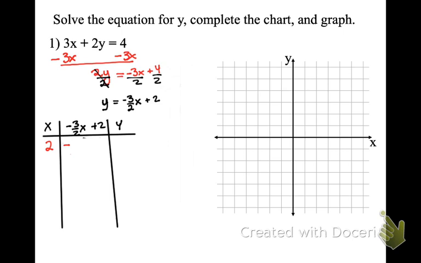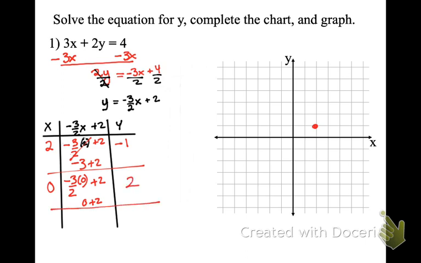So the rule is you're going to choose numbers that are multiples of that denominator. So I'm going to say negative 3 over 2 times positive 2, and then I have plus 2. The 2's cancel. We're left with negative 3 plus 2. What does that equal? Negative 1. Now I've got a nice friendly number: over 2, up 1. Okay, next one. Let's do a 0. I'm doing negative 3 over 2 times 0 plus 2. That's 0 plus 2, which equals 2. So it's 0 across, 2 up. What's the next one I'm going to try? I want a positive, a negative, and a negative. Right, so I need negative 2.